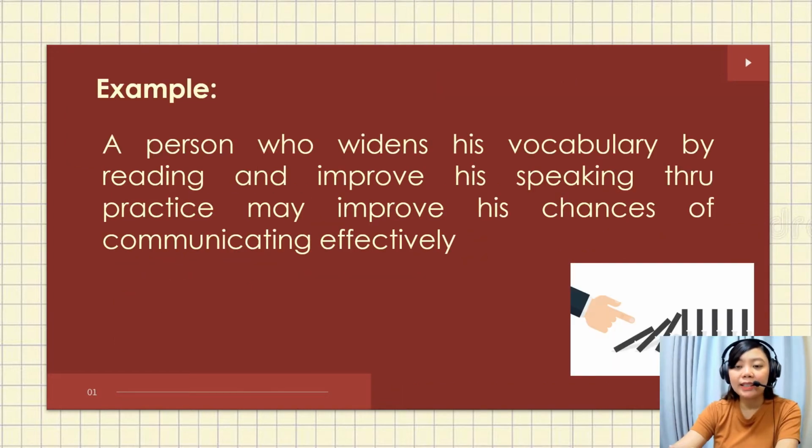A person who widens his vocabulary by reading and improves his speaking through practice may improve his chances of communicating effectively. So this is again a formal written text, and the cause is widening vocabulary by reading and improving his speaking through practice. Whoever can widen the vocabulary by reading and improve his speaking through practice will eventually experience the effect of communicating effectively. So that's what cause and effect structure looks like.